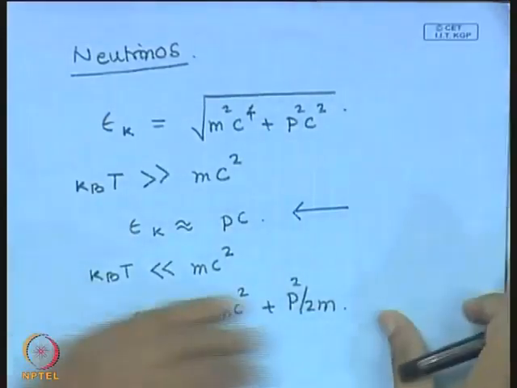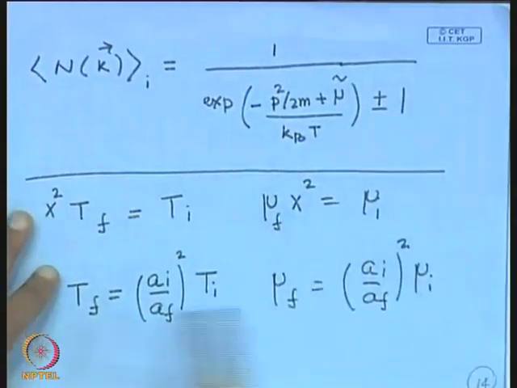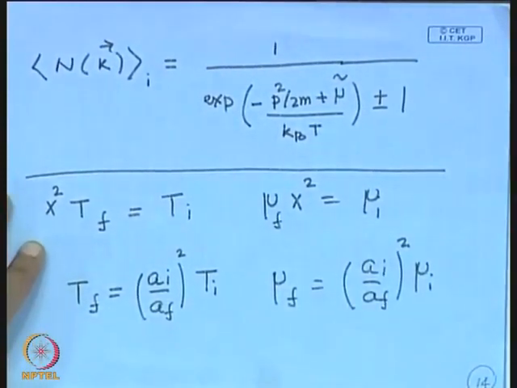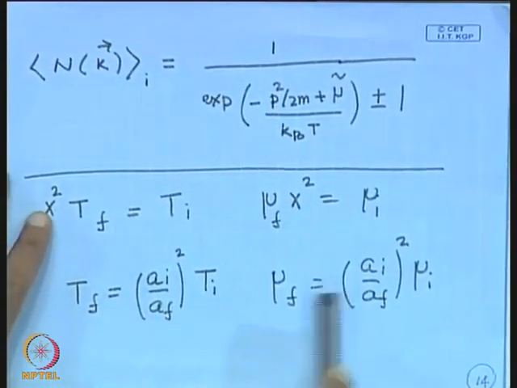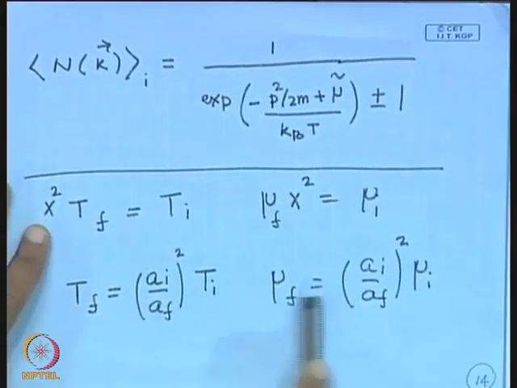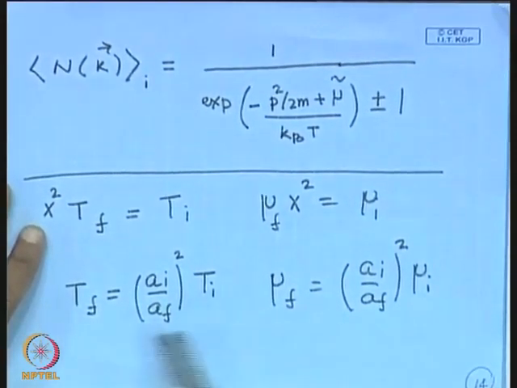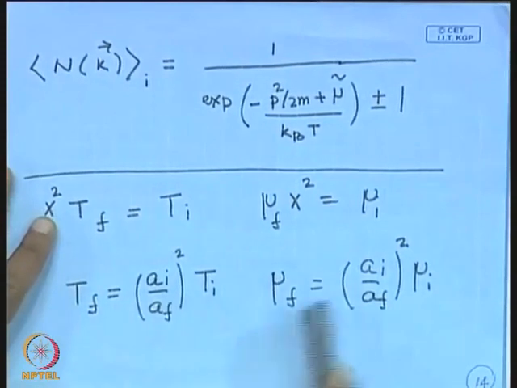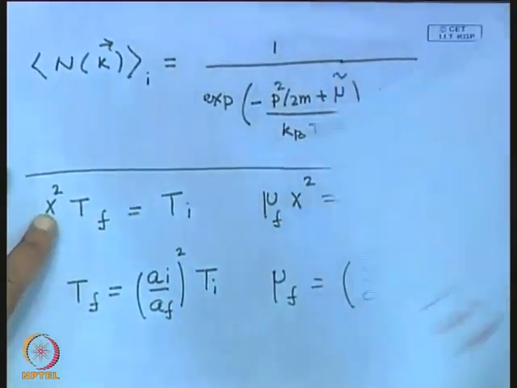We also worked out how they scale for non-relativistic particles. So this is what happens if the particles are non-relativistic. The temperature which describes the distribution and the chemical potential scale proportional to 1 by a for relativistic particles, and they scale as 1 by a square for non-relativistic particles. So this is what we had done in the previous class.